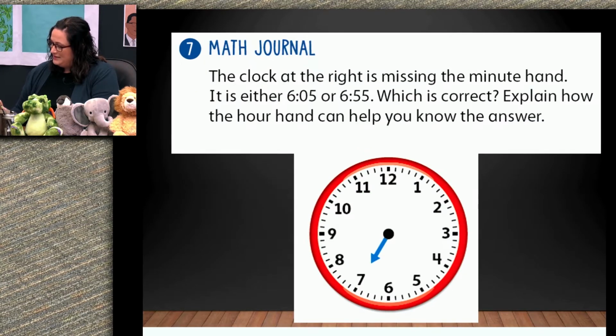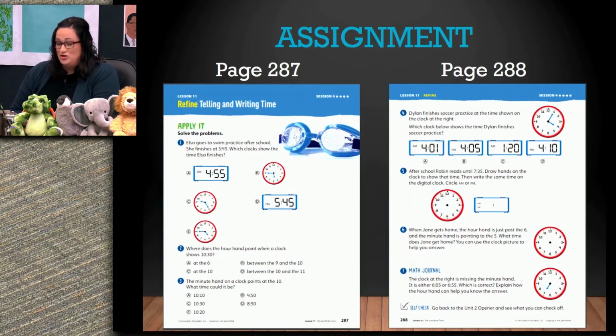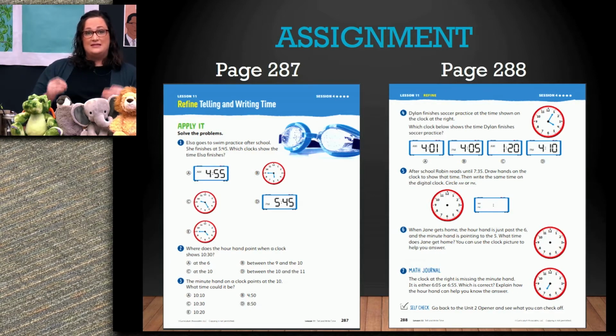All right, I'm going to keep going, and we're going to go to your assignment. So today your assignment is to finish these pages. We've done some of them together, and I want you to do them again and make sure you get them correct without my help. You're going to do page 287 and 288 in your math workbook. Practicing telling time. Again, now is the time.